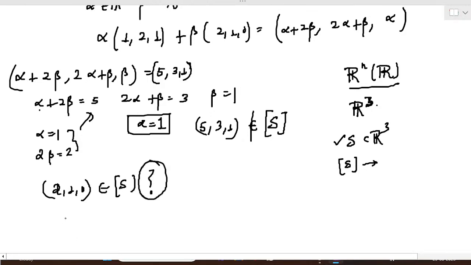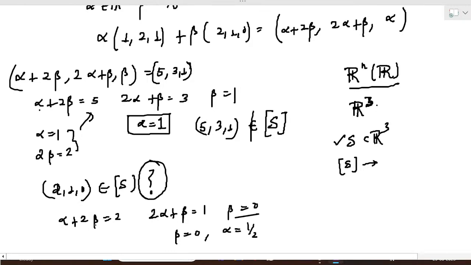So again the same thing, you have to see whether alpha plus 2 beta is equal to 2, 2 alpha plus beta is equal to 1 and beta is equal to 0. So if beta is equal to 0, then it implies that alpha would be equal to what? Half. If alpha is half and beta is 0, then alpha plus 2 beta can never be equal to 2. So clearly again, this 2 comma 1 comma 0 is also not contained in the span of S. I hope it is clear.